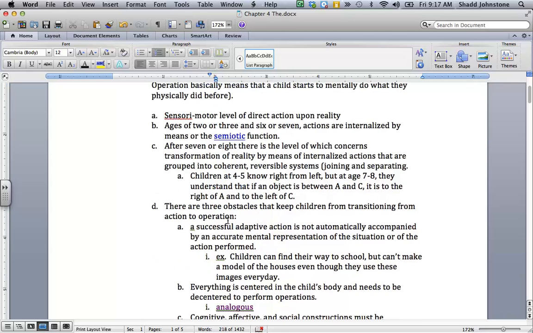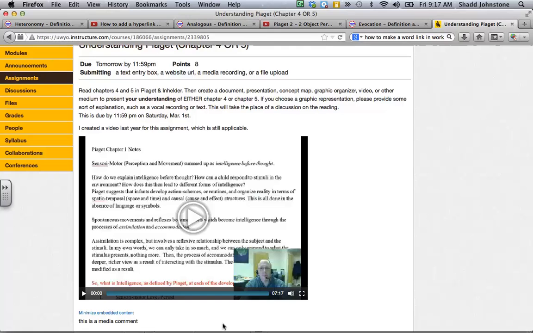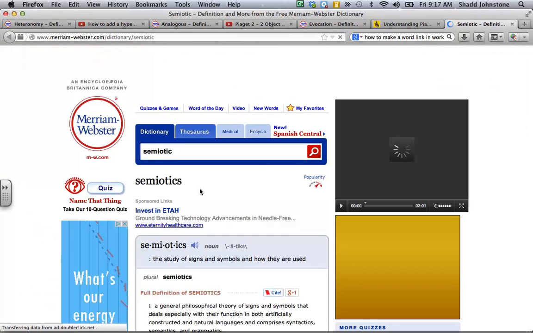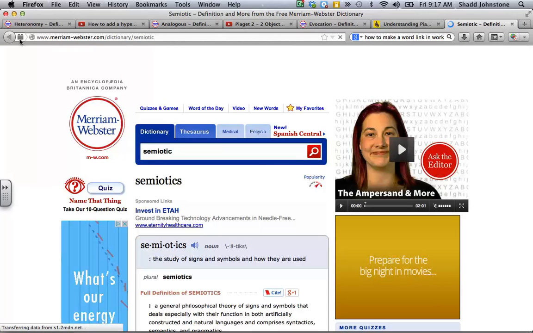And as you can see, I made links to definitions of the words. So, for example, this one, I could click on semiotic, and I would have a Webster's Dictionary definition of semiotics, which greatly helped me when I was reading this text.